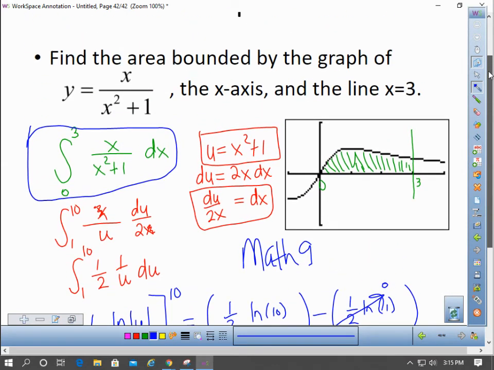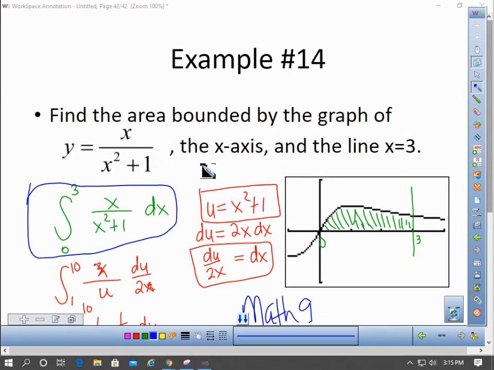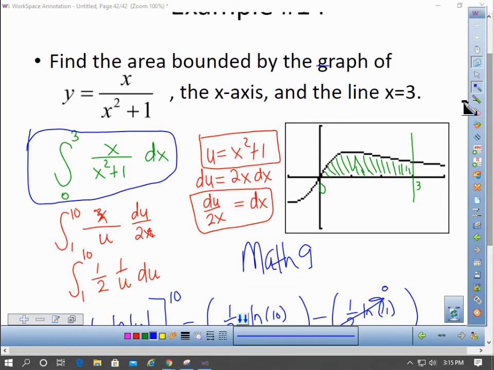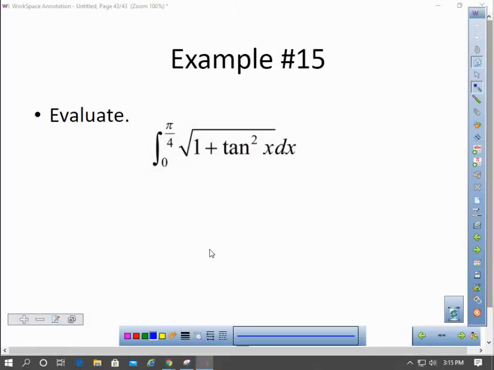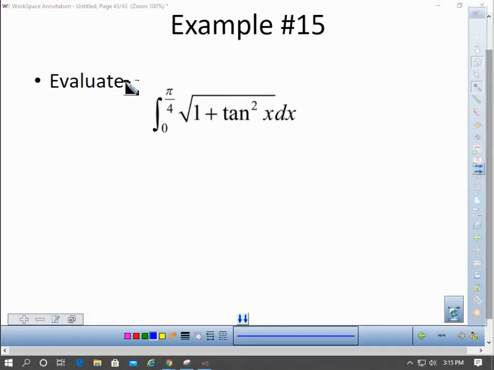All right. So that was finding the area bounded by the graph of those three things, and I did the fundamental theorem. So we're just practicing all of our skills that we've learned. We've learned so many things. All right, this one says evaluate the integral from 0 to pi over 4 of the square root of 1 plus tangent squared x dx.